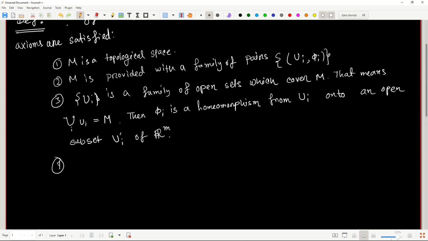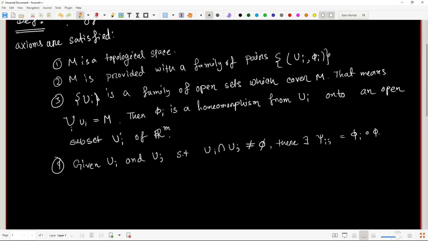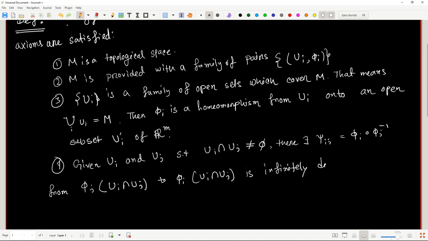the last axiom that a manifold has to satisfy is that given Ui and Uj, the open sets, such that if Ui intersection Uj is not null, then there exists some sort of a map psi ij defined by phi i, phi j inverse from phi j of Ui intersection Uj to phi i of Ui intersection Uj that is infinitely differentiable.